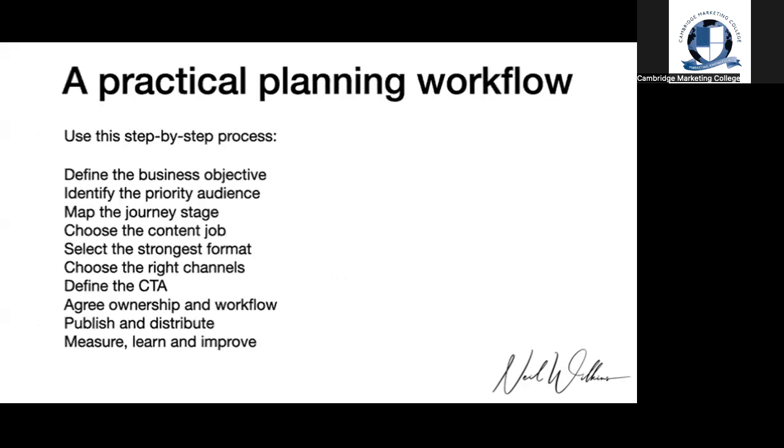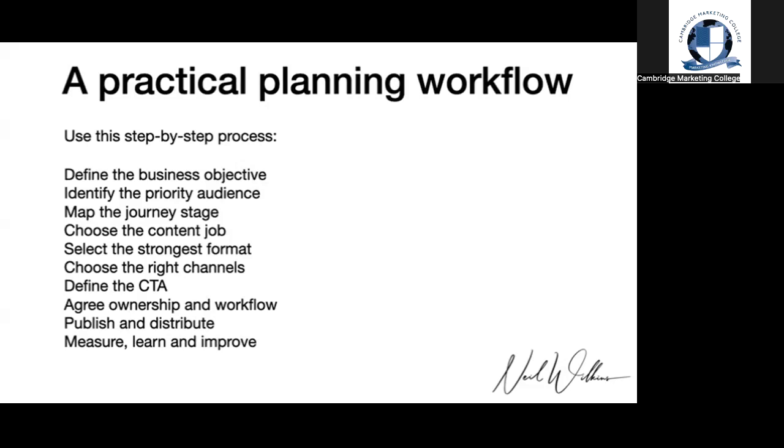So our practical planning workflow here, because we need to round this off with some ways of actually taking this in a practical sense. There's a step-by-step process really that we've identified here, which is defining the business objective, not marketing, the business objective. Why are we here? What are we trying to do? Identifying the priority audience. That's that segment that I was talking about in the whole overarching possibilities of people you could target. Who's the priority audience? Who's the priority segment?